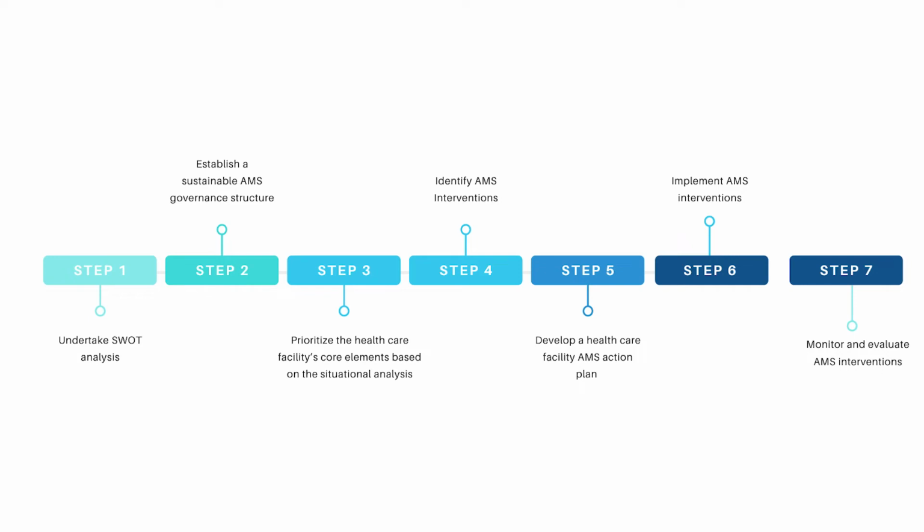Use 0 to 5 to score each factor relative to the intervention specific to your facility, and then sum each row across the columns for the final scores. The intervention with the highest score should be considered for selection. If resources are available, the core strategy may be implemented initially, and if it is successful, then supplemental interventions can be added as appropriate. Step 5, develop a healthcare facility AMS action plan.